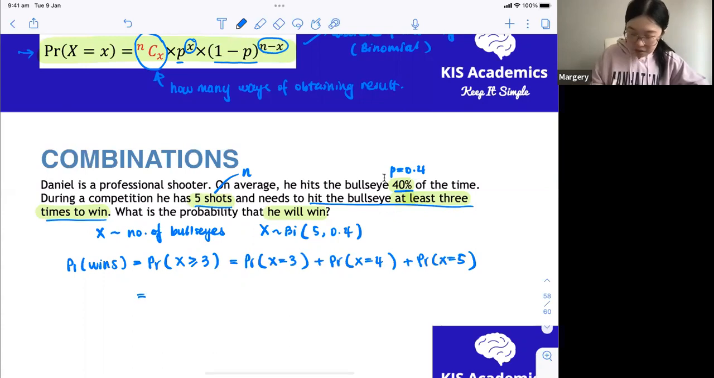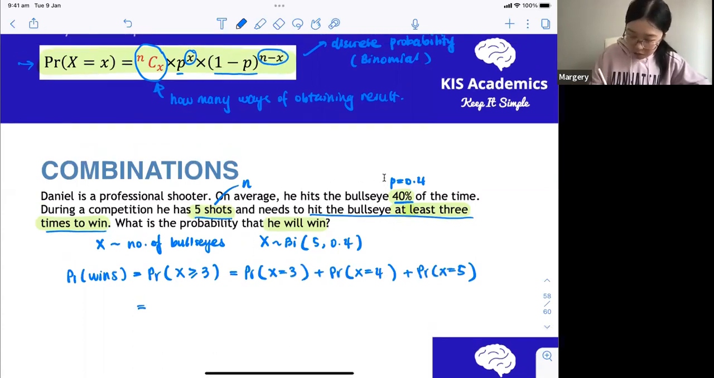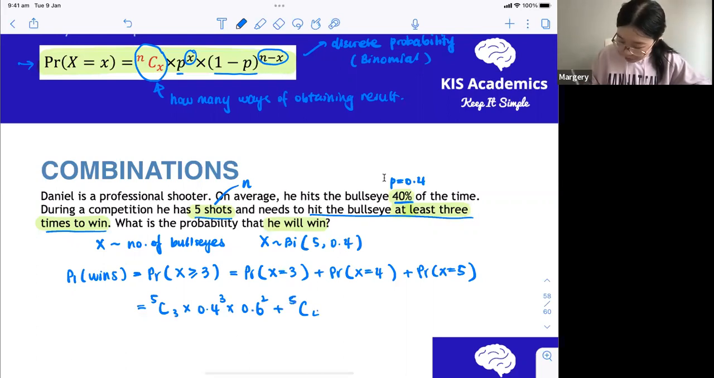To figure this out, we can use our formula above over here. So this would be equal to our nCr, where n is 5 and r is whatever number we have over here, so this would be 3, or nCx as well. So 5C3 multiplied by p, which is 0.4, to the power of x, which is 3, times 1 minus p, which is 0.6, to the power of n minus x, which is 5 minus 3, so it's 2. And then I have 5C4 multiplied by 0.4 to the power of 4 times 0.6 to the power of n minus x, which is 5 minus 4, so it's 1.